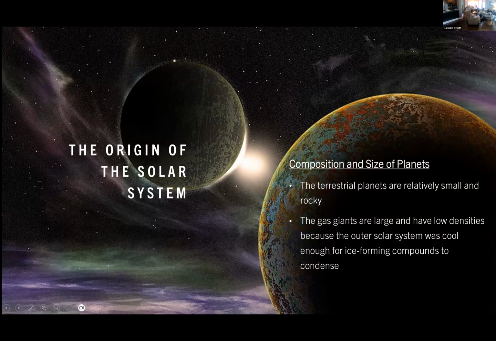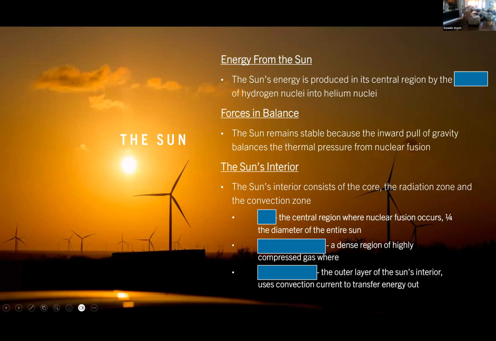So your composition and your size of your planet. Your terrestrial planets are pretty small, and they're rocky. And then your gas giants have low densities and they're further out. So let's talk about energy from the sun briefly. What is the process that's producing the energy in the sun? James, you haven't answered yet. What's going on with the hydrogen and helium? You know it. Yeah, fusion. You got it.